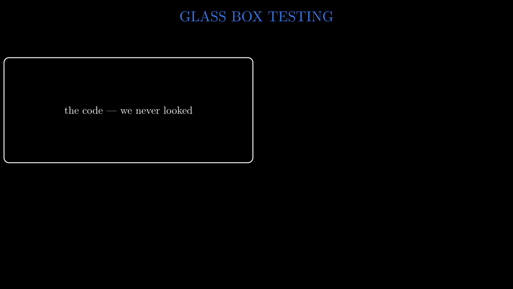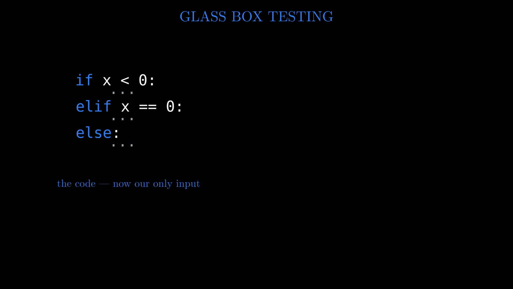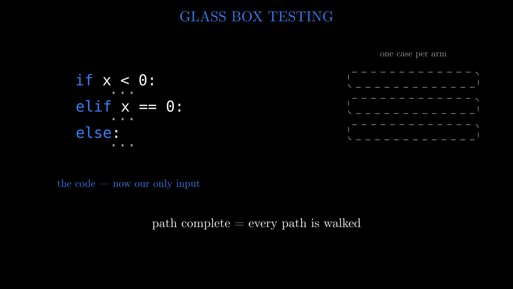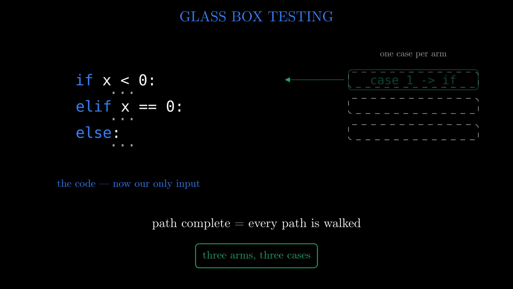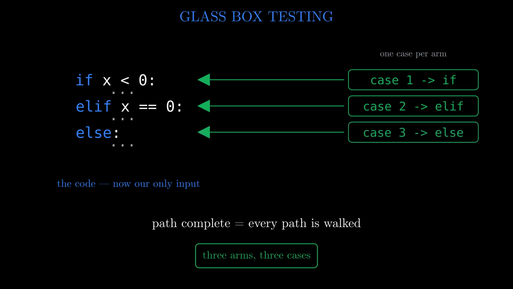Glass box testing turns that around. Now the code itself is what guides the cases, and the goal has a name: pass complete. A pass complete suite runs every single pass through the program. So you read the code and let its shape dictate the list. A branch with 3 arms needs 3 cases. One that lands in the if, one that lands in the else if, one that lands in the else. You are no longer testing a promise. You are covering a structure.